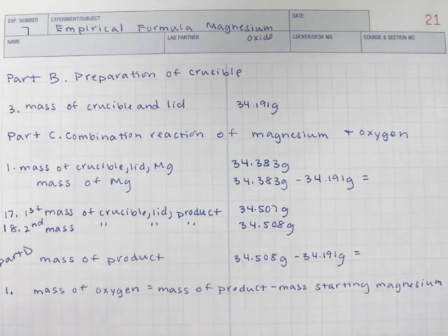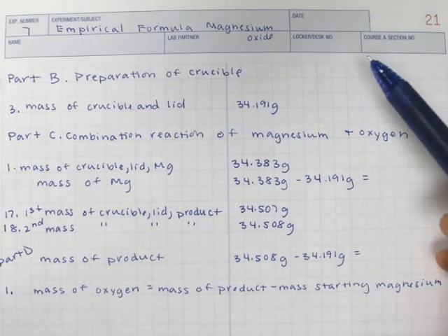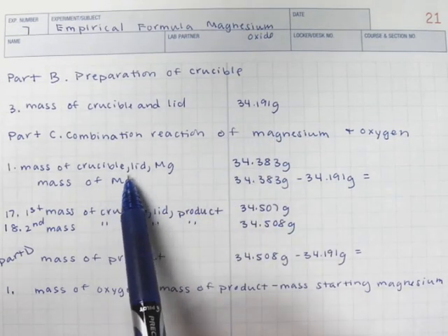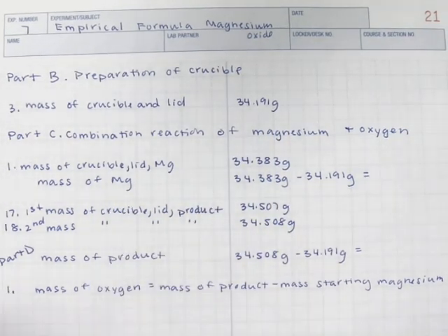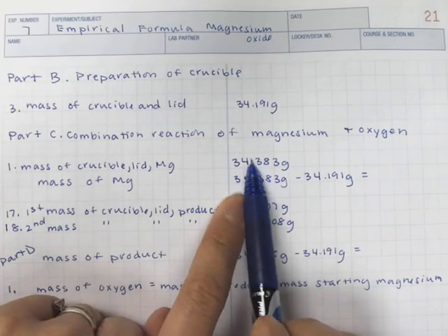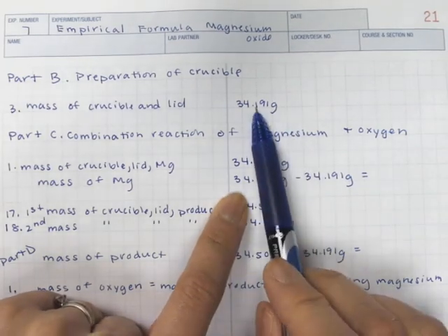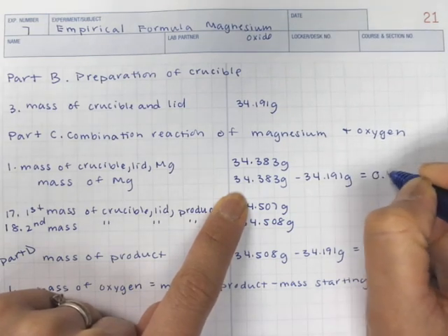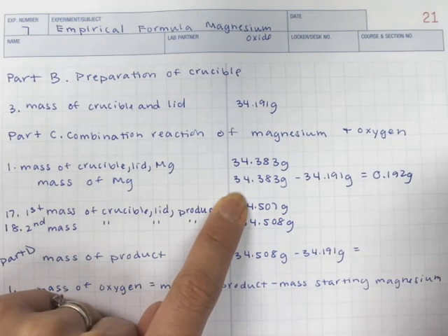Hello. So for experiment 7, which was the empirical formula for magnesium oxide, you should have gotten most of these measurements, so the mass of crucible and lid, and then the mass of all of those things plus magnesium. And from that you should be able to determine what the mass of just magnesium is by taking the mass of all of the things together and subtracting the original crucible and lid. So in this case, my mass is 0.192 grams.